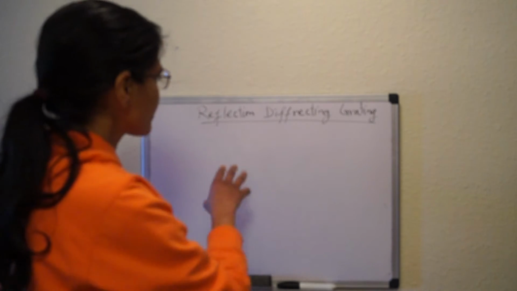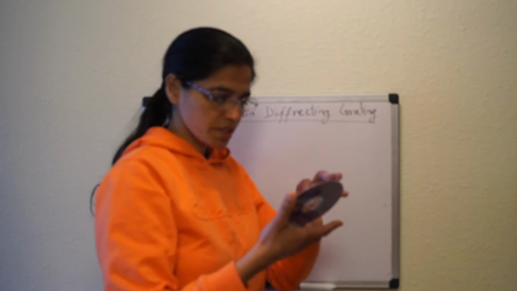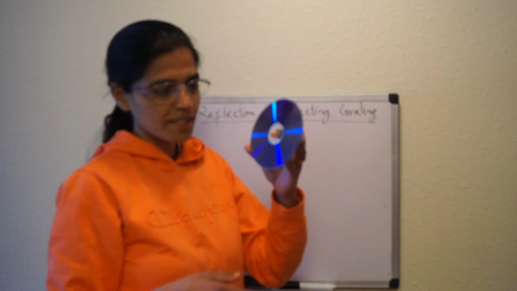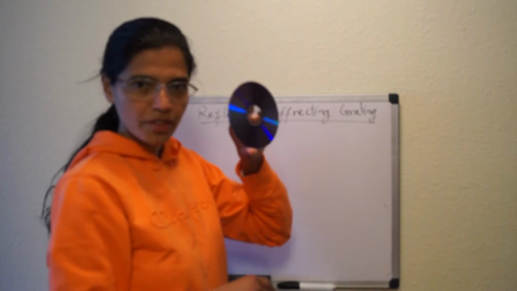the principle. So the example of reflection diffraction grating is like this here. I have these DVDs here. You guys can see this, right? All signs here, see color, right? Different.